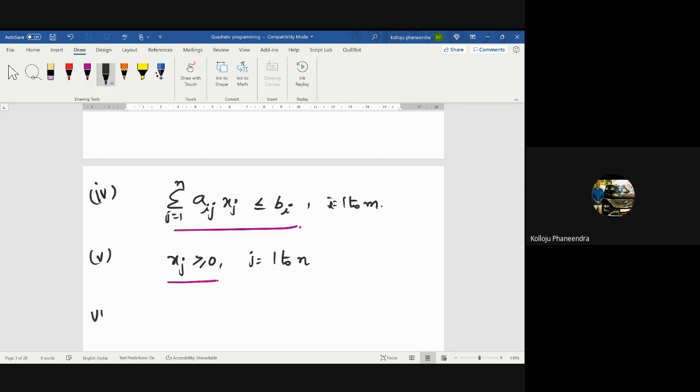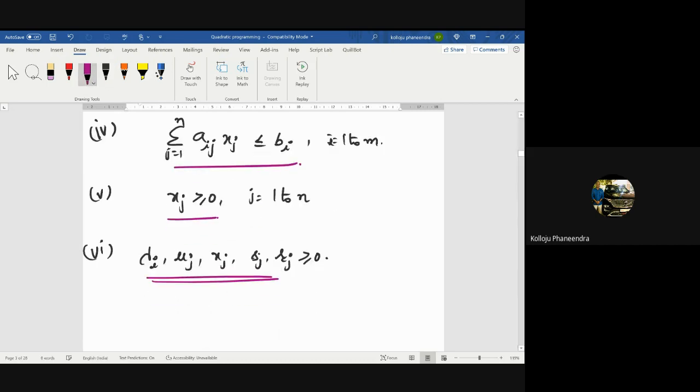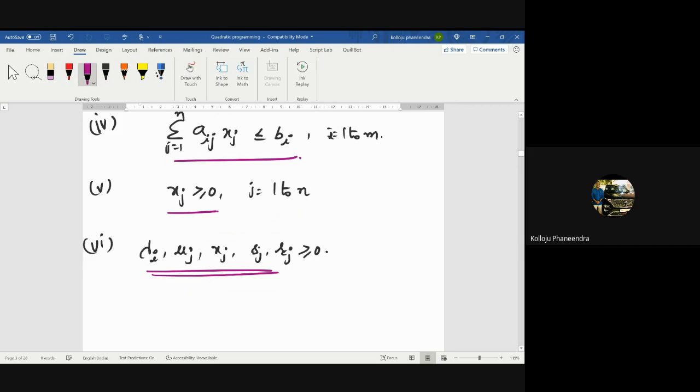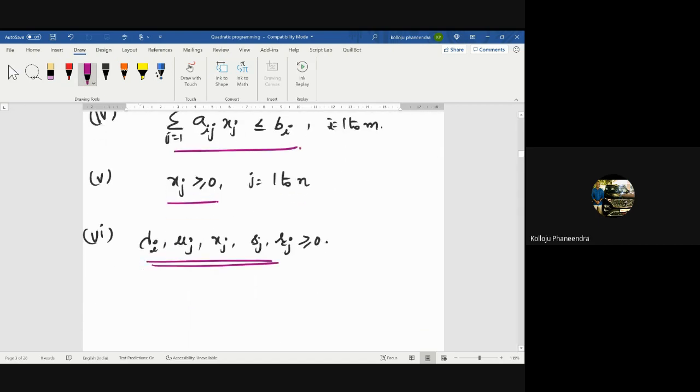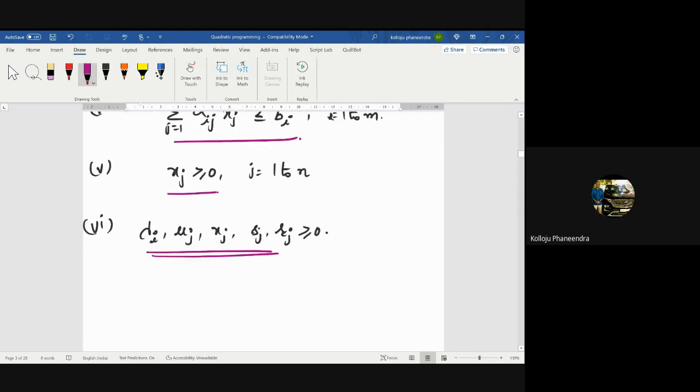And the last one, the sixth KT condition for the quadratic programming problem: all these, xj, sj and rj, must be greater than or equal to 0. This is the last one. There must be no negative value for lambda, mu, x and the slack variables si and rj. These are the 6 Kuhn-Tucker conditions for the quadratic programming problem.